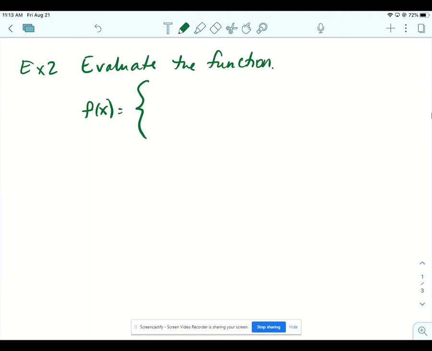So a piecewise function, you use different pieces for certain parts of the domain. So certain values for x, you use different pieces. So this one is going to have two pieces. The first piece is 3x minus 4, and you use that piece when x is less than 0. And then the second piece is 3x plus 1, and we're going to use that piece when x is greater than or equal to 0.